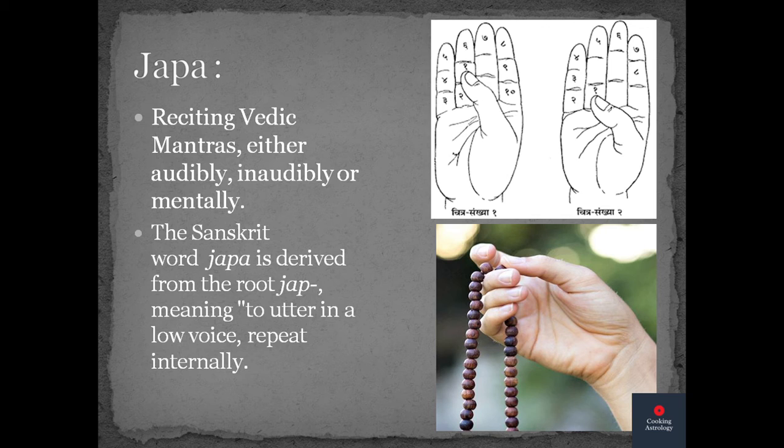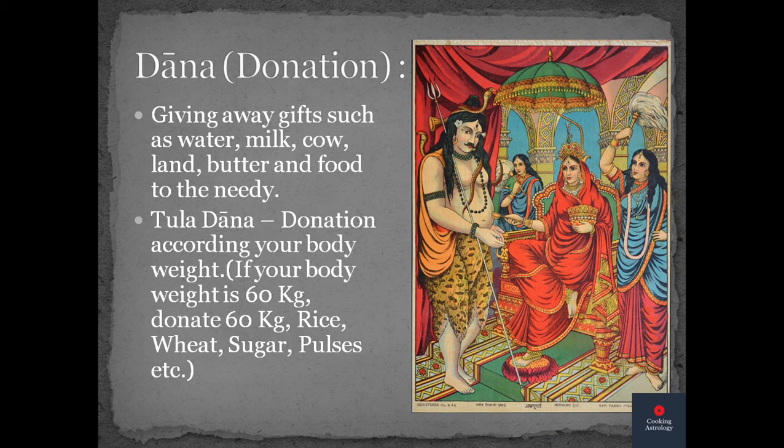So Japa is one of the major forms to do the Prāyaścitta, accepting one's error. Next, it is Dāna, donation, donating something. You can see in the picture.